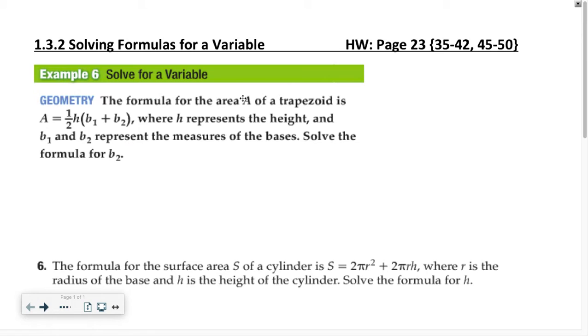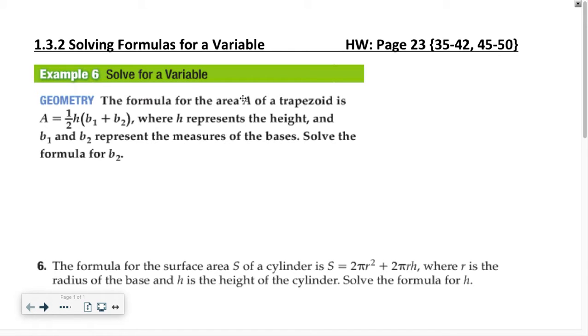Today we're going to look at solving formulas for a variable, also called solving literal equations. Okay, and so guys, these are formulas. They have more than one variable, and solving them for another variable is a practice we should be able to do here.